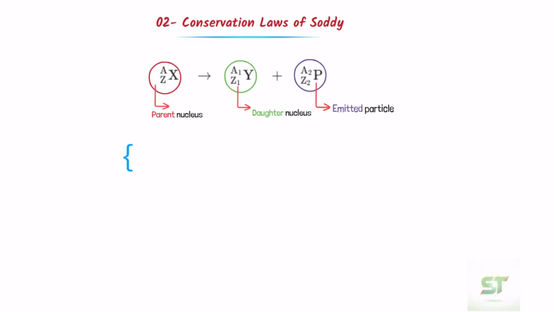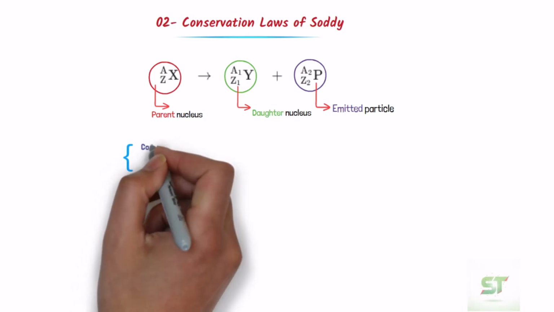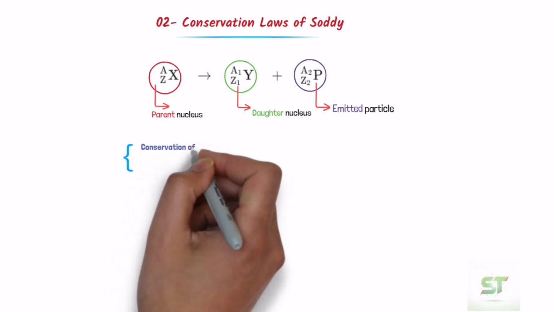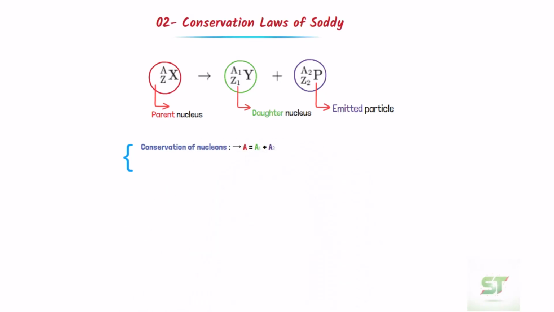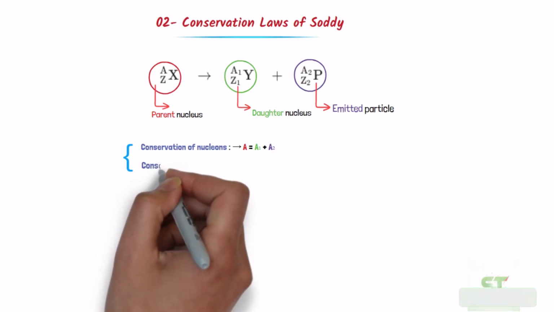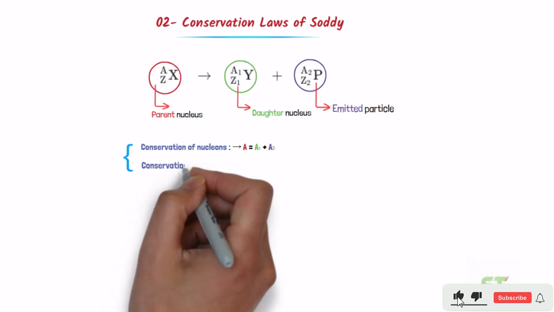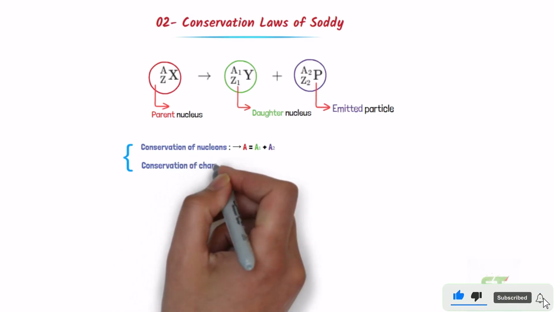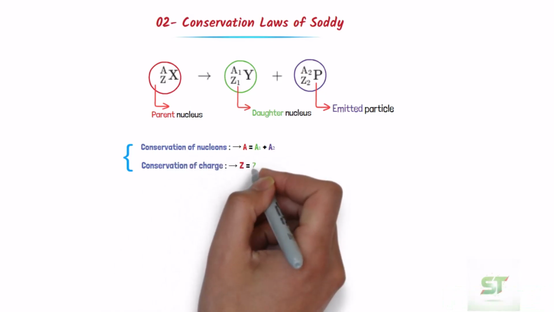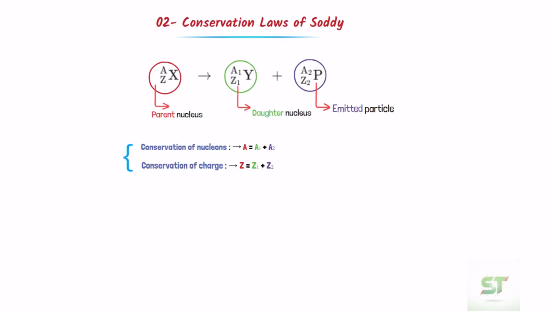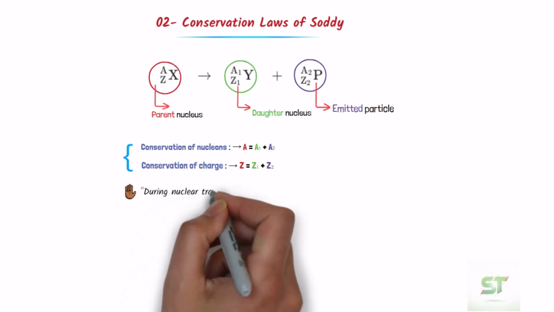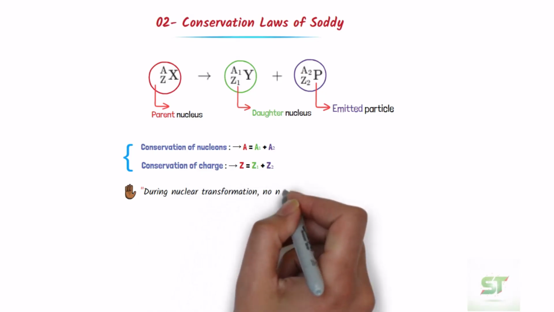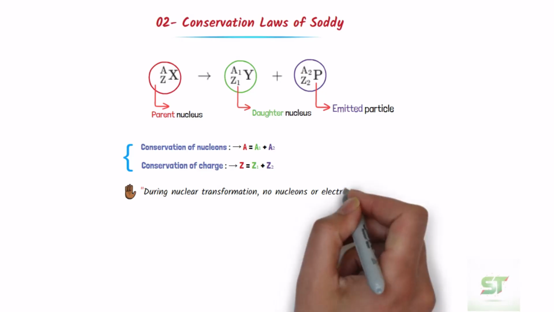Two rules always apply. First, conservation of nucleons: the total mass number stays the same, A equals A1 plus A2. And the second is conservation of charge: the total number of protons remains constant, Z equals Z1 plus Z2. This means that during any nuclear transformation, no nucleons or electric charge are lost. They are just rearranged.